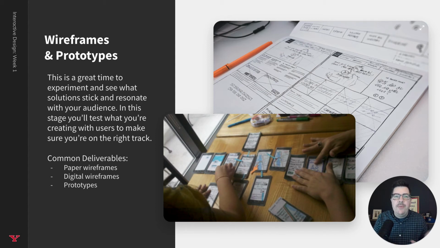Or what would you expect to happen when you click this button that you just quickly sketched out here in this wireframe? So it's really a great time to experiment, to iterate, and just create different concepts of what this user interface might be. Some common deliverables that you would produce in this phase are paper wireframes, digital wireframes, which we'll get into a little later on in the course, and prototypes as well.